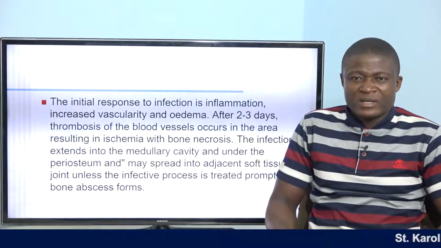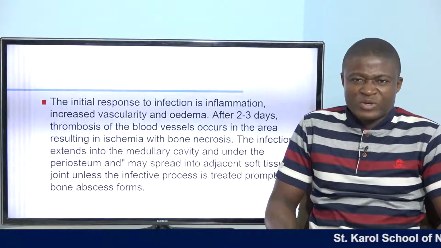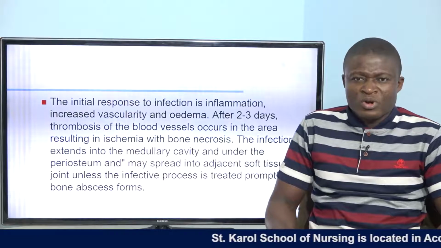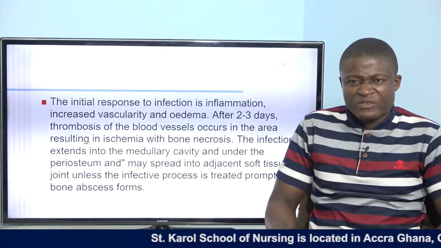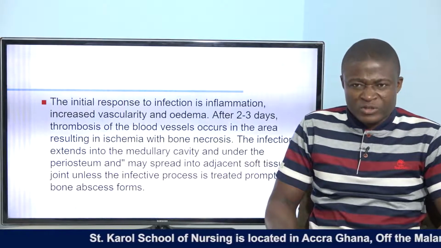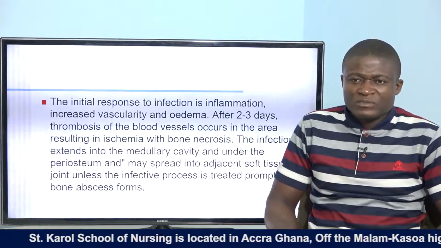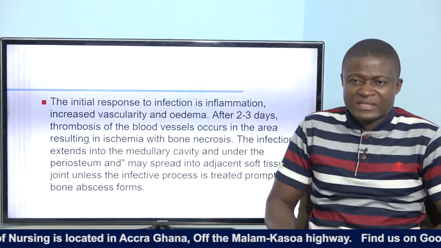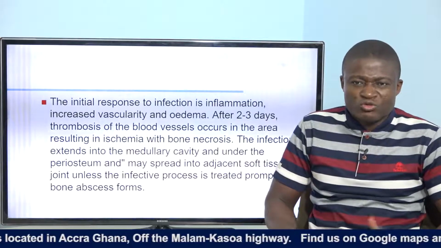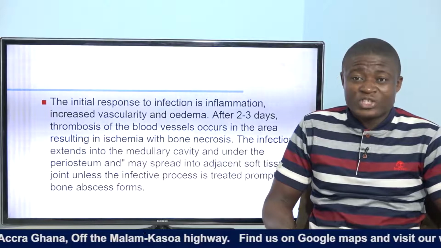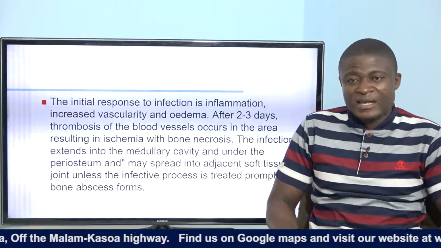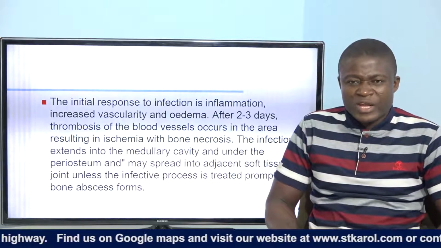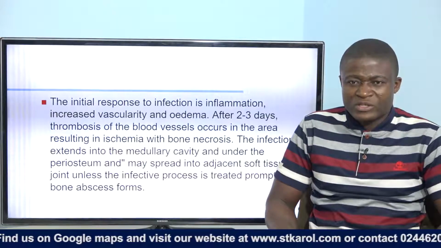So mostly when the organisms get access to the bone, initially the body responds. How does the body respond? Mostly the body responds to the presence of infections by an inflammatory process. That is when it increases blood circulation to the site, and tries to send white blood cells, that is antibodies, to the site to be able to fight against the organisms. But in these situations, we know that these antibodies find it very difficult to penetrate through the bone to attack the organisms. And then mostly after 2 to 3 days, you have thrombosis of the blood vessels.